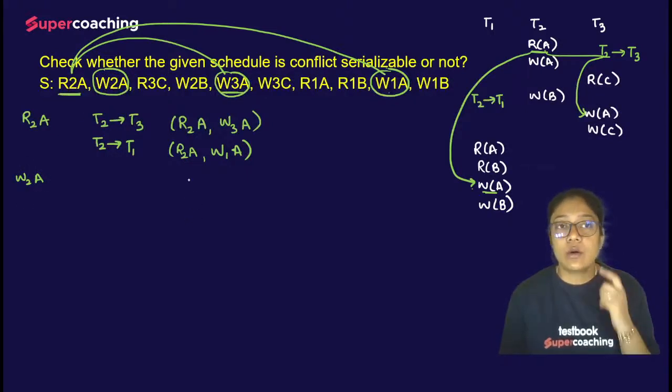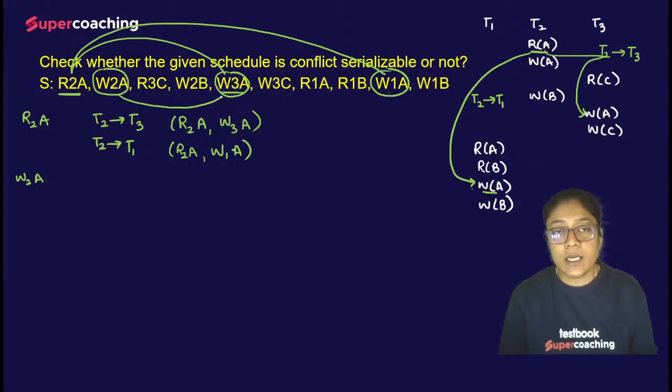This means that read or write both will work on different transactions. So writing the data item A. So this is returning the conflict pair, that is T2 to T3. This is returned by W2A and W3A.